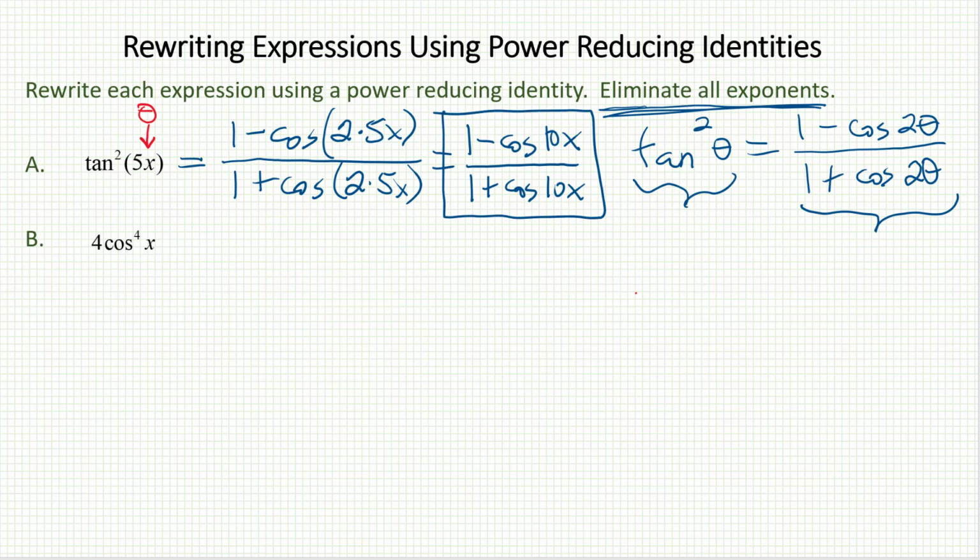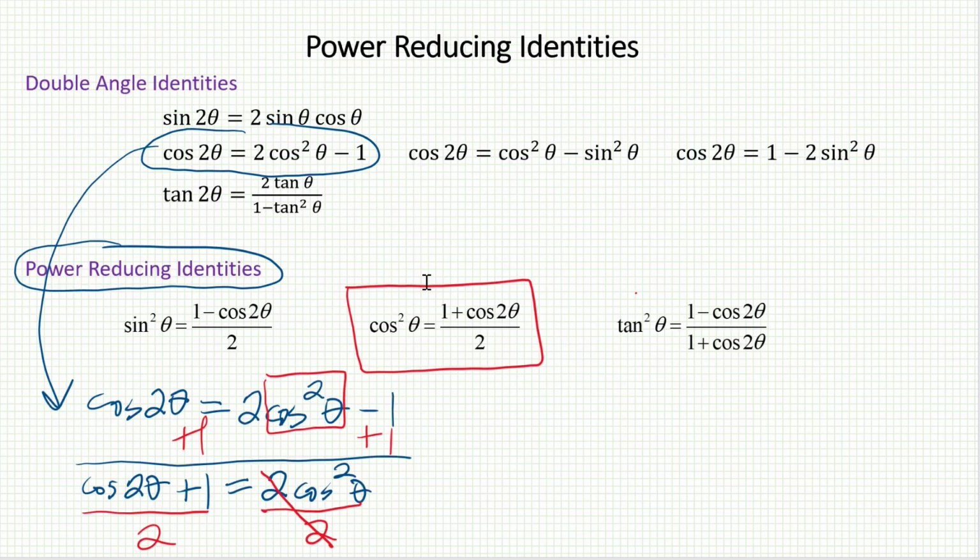Let's take a look at example B. Now this one looks a little bit more challenging. I do have an exponent to get rid of, but it's a fourth power. We didn't have any fourth power reducing identities, so we'll have to be a little bit more creative here. What I need to remember is that cosine fourth x is really just the same thing as cosine squared x times another cosine squared x, right? When you multiply two items with the same base, you just add the exponents. 2 plus 2 is 4. So cosine squared x times cosine squared x, and that's useful because I do have a power reducing identity for cosine squared x.